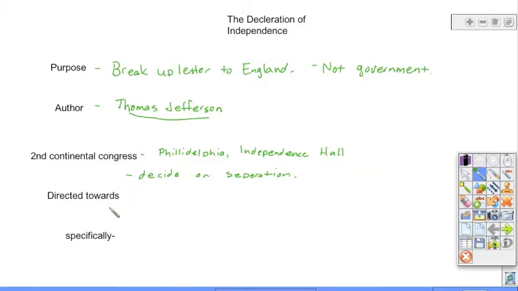So the letter is directed towards England, and specifically it mentions a "he." For about the last two-thirds of the document, it's this huge list of complaints, and it says he has quartered troops and he has raised taxes without representation. And the "he" they are referring to is King George III, of course. So King George III of England is specifically referenced in this document.